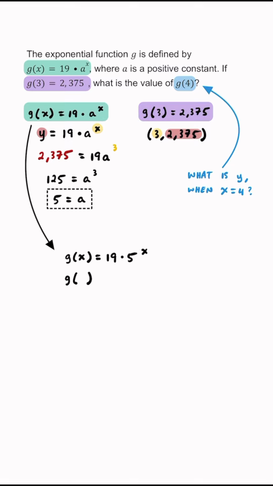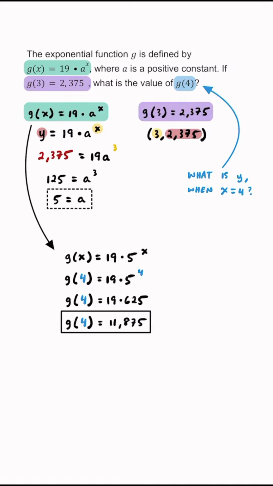Alright, so let's go ahead and find g of 4 here. So we're just replacing this x with 4, and that's going to be equal to 19 times 5 raised to the 4th power. Again, when we go ahead and find out what g of 4 is, we're finding out the y value when x is equal to 4. So if we take 5 to the 4th power, that's going to be 19 times 625, and that's equal to 11,875. This would be our answer.